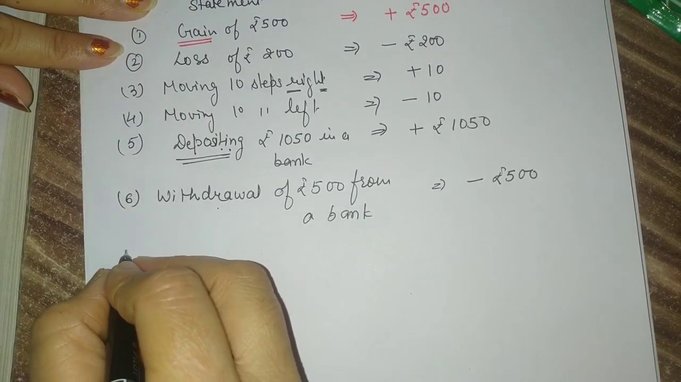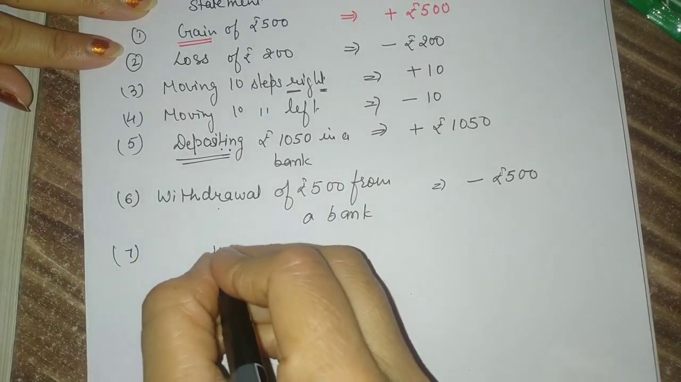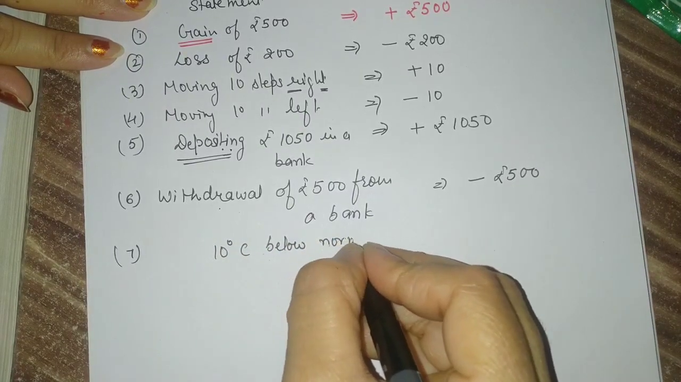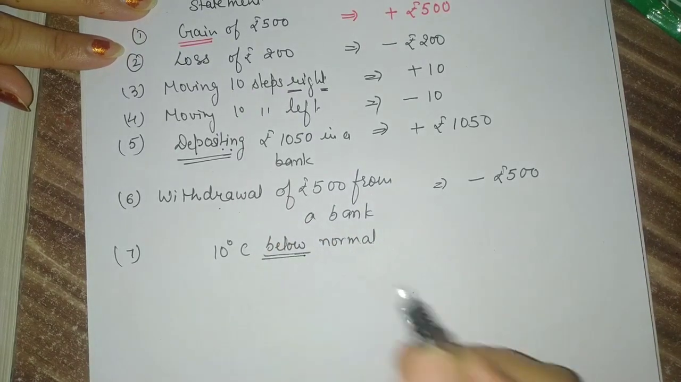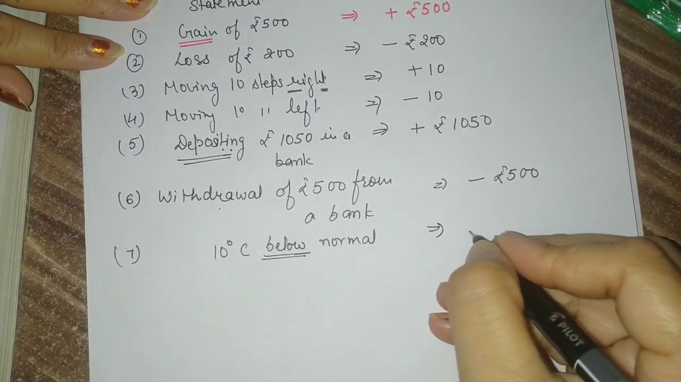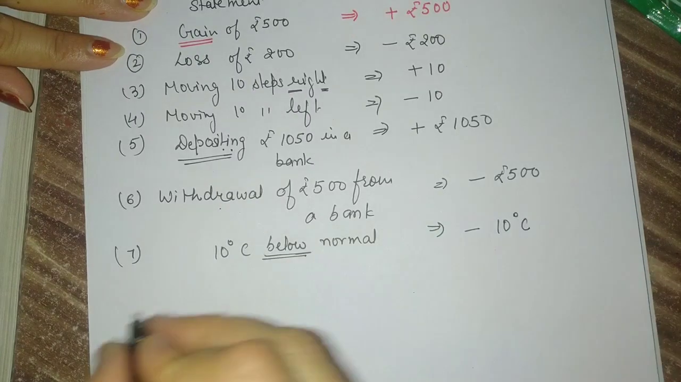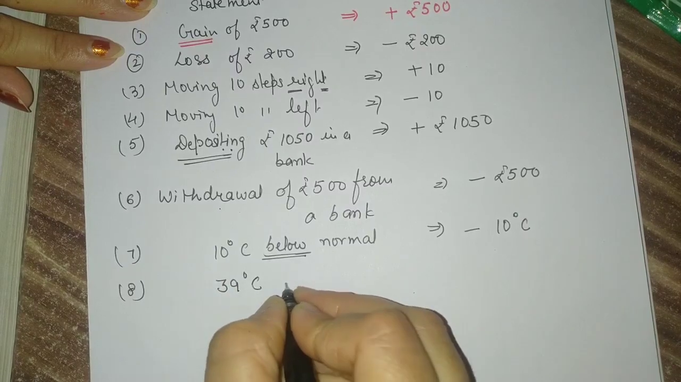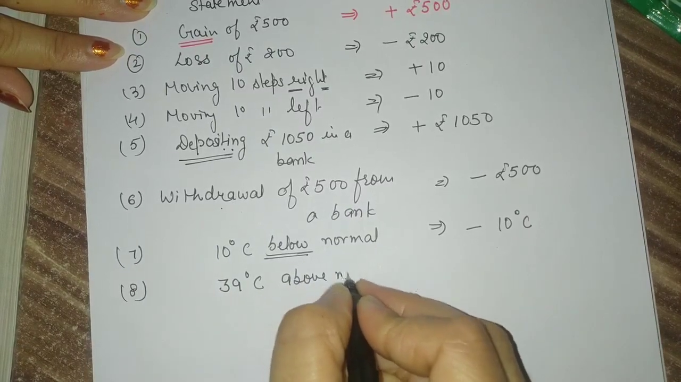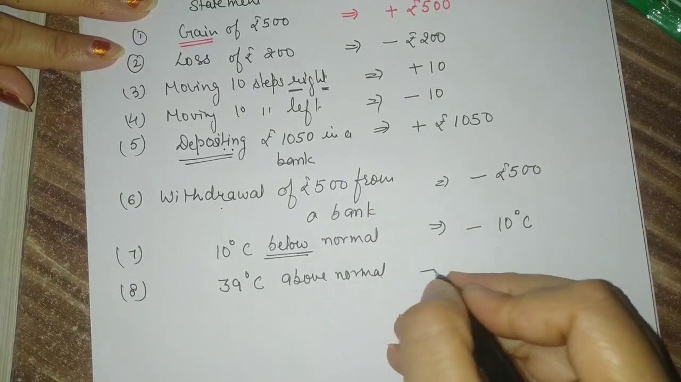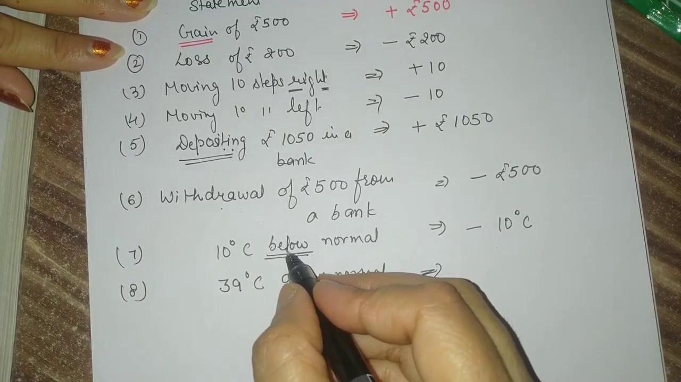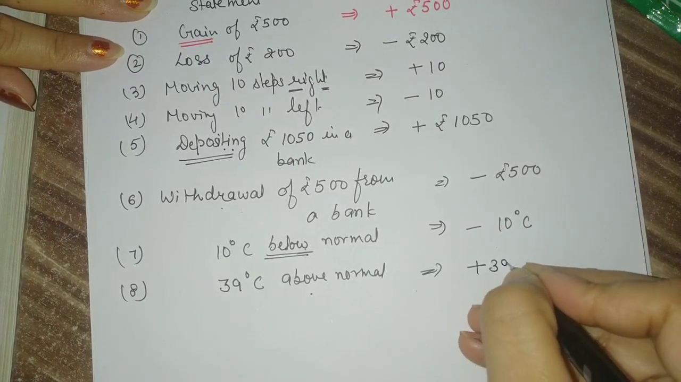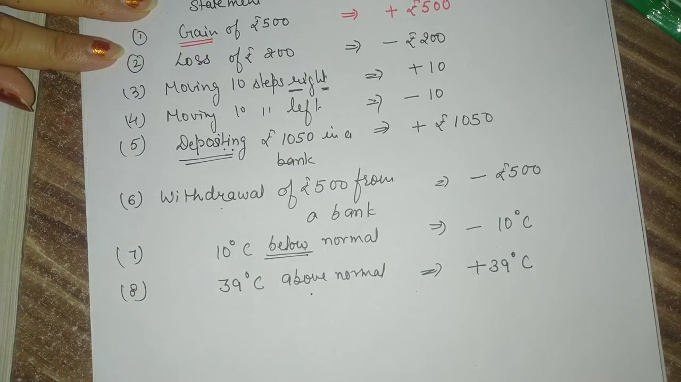Now another example, temperature 10 degree below normal. The word is below. Below is our negative term, so minus 10 degrees Celsius. If they have given temperature 39 degrees Celsius above normal, how to show this one? Because below is a negative term, its opposite is above. Above means plus 39 degree Celsius.